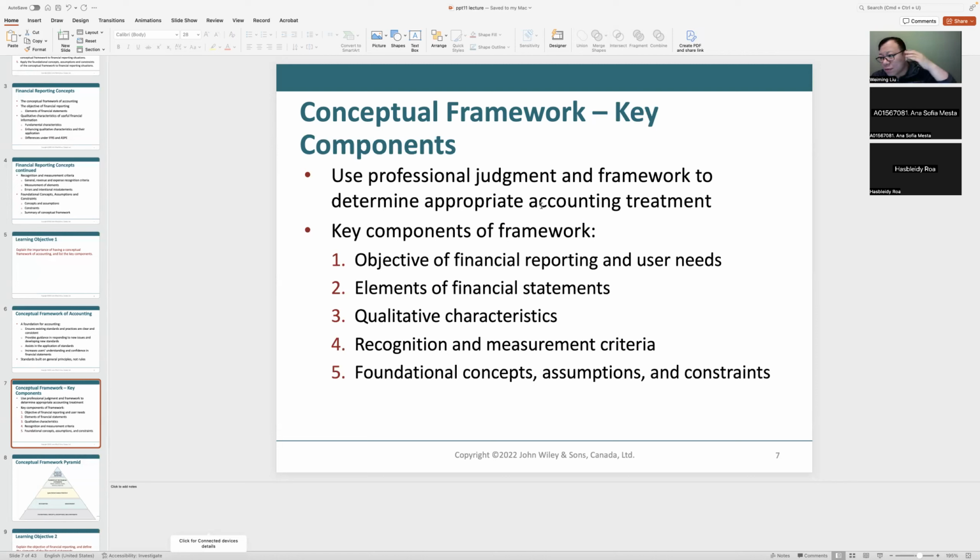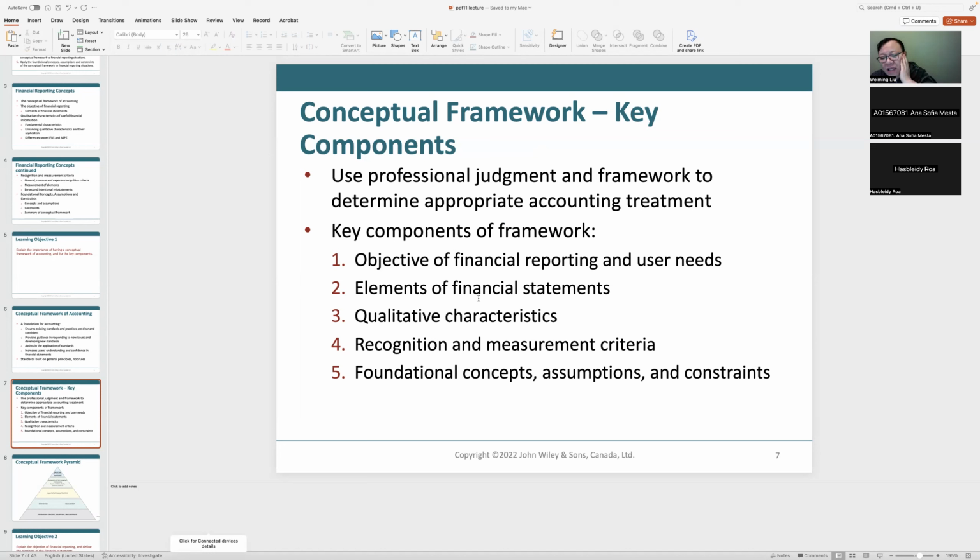And rely on the framework to come up with a solution. So when we say we rely on the framework, what are the key components of the framework? There are 5 key components. The first one is the objective of financial reporting and the user needs. So what is the objective of financial reporting? Why are you providing this financial information? Why does the user need it? Right? Those are the first level.